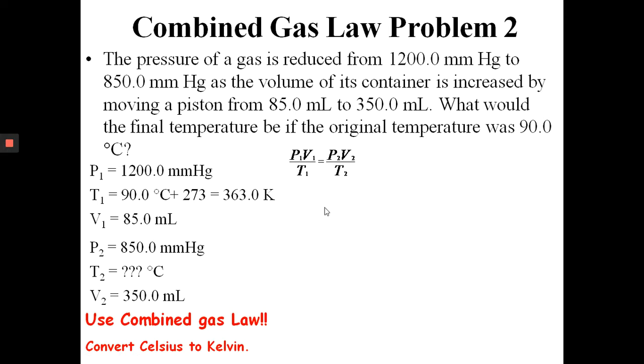Now, the combined gas law looks like this: P1 V1 over T1 is equal to P2 V2 over T2. This time we are solving for T2, so you'll have to rearrange the equation to solve for T2.